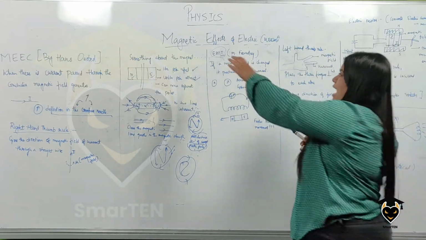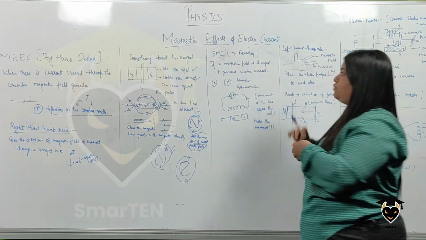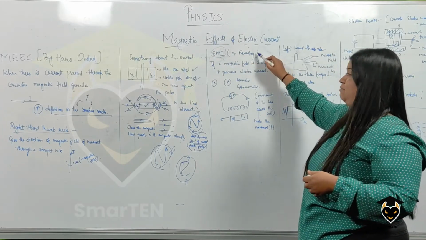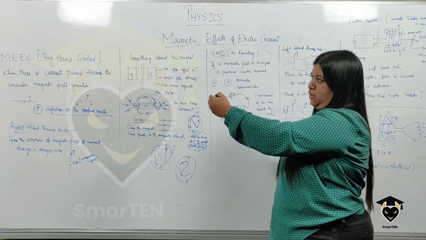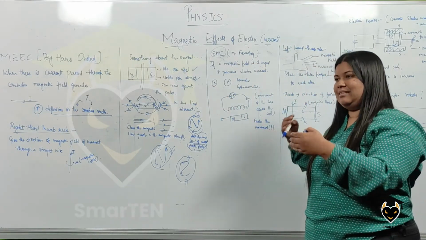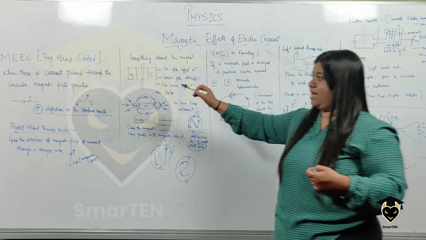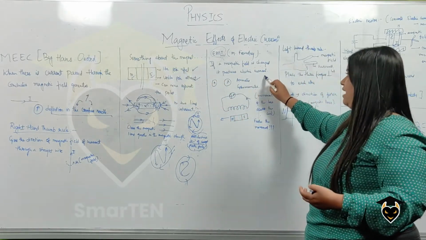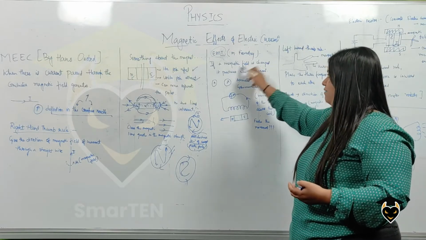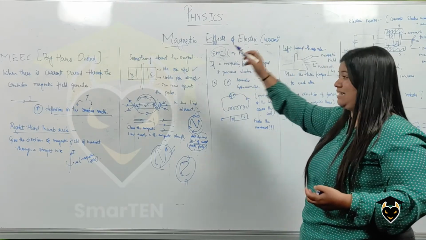EMI is nothing but electromagnetic induction, which was given by a very famous scientist, Michael Faraday. So this is the completely opposite version of MEEC. Not opposite, it is the reverse of it. There we say when current passes, the magnetic field is induced. But here what we are saying is, when there is a change in the magnetic field, current is produced. So it's exactly the reverse way.